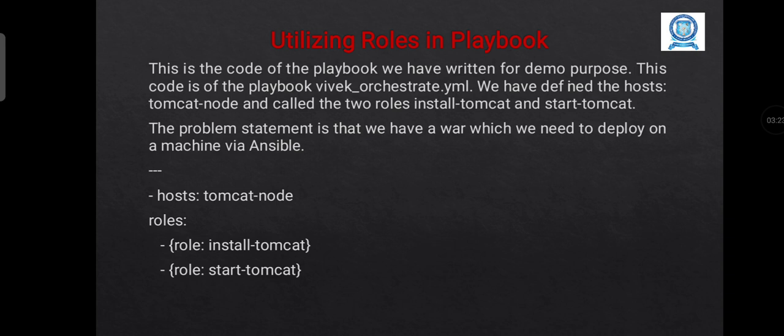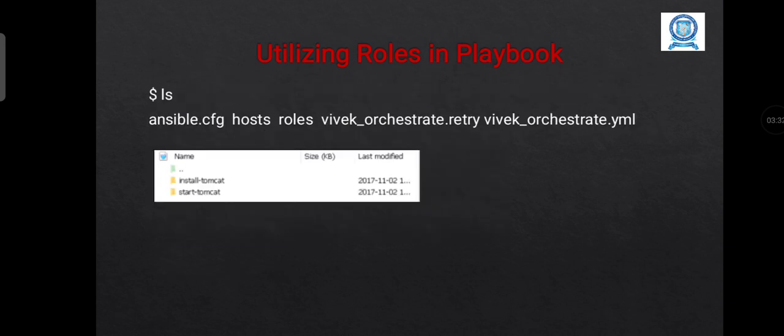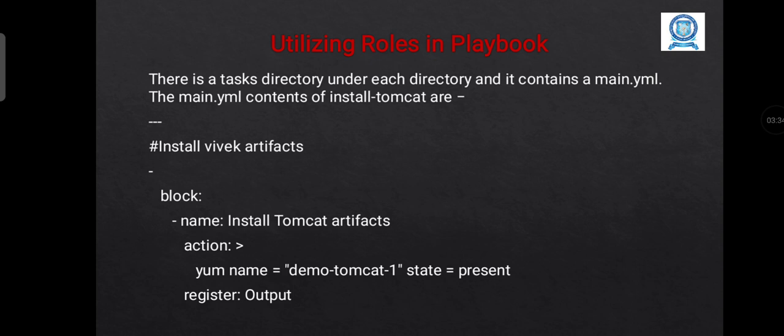Now let us see some other code associated with the Ansible role. For creating the Ansible roles, there is a tasks directory under each role and it contains the main.yml file. The main.yml contents of install tomcat: we are going to see the contents of the install tomcat role.